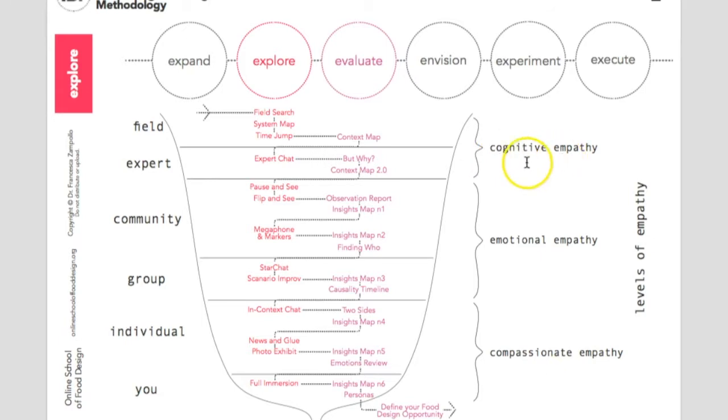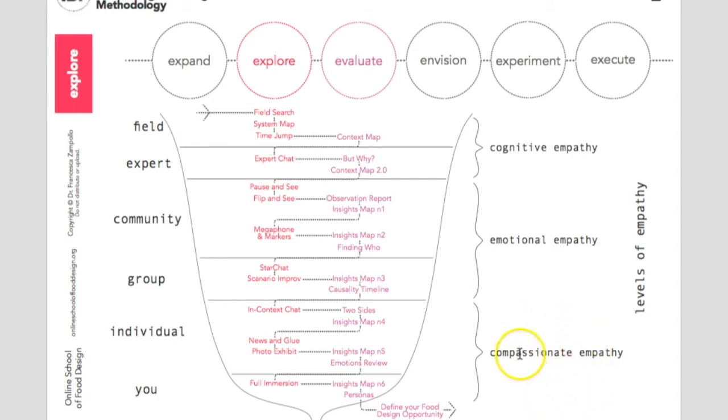So we have 3 levels of empathy. Cognitive empathy means understanding what somebody thinks and feels. Emotional empathy means not only understanding what people think and feel, but also feeling those emotions ourselves. Finally, compassionate empathy means that not only do we understand what people think and feel, not only do we feel what they feel, but we feel what they feel so much that we are moved to help.